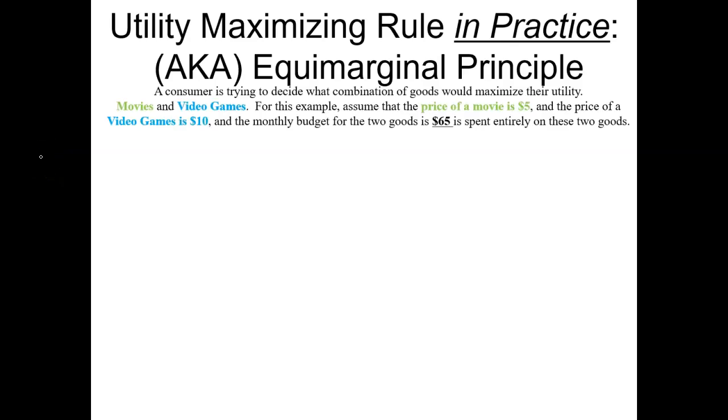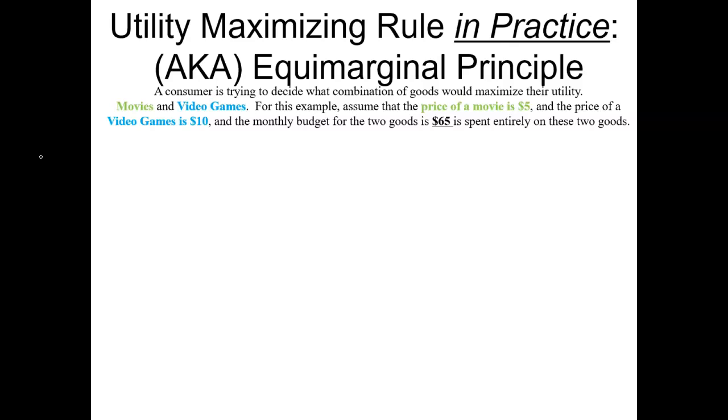So in practice, the utility maximizing rule, which is also referred to as the equal marginal principle, which is not a very commonly used one, but College Board does use equal marginal principle, and so I'll make sure we do see this. So we have this kind of example. A consumer is trying to decide what combinations of goods would maximize their utility. Two goods, movies and video games.